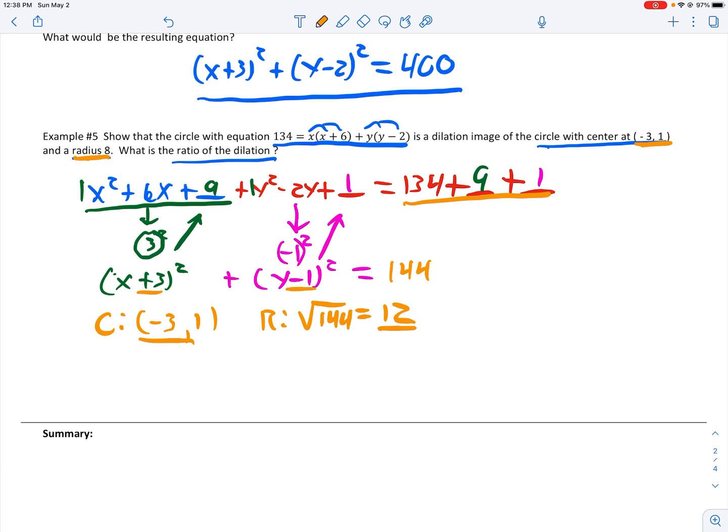So that is a dilation. You took this circle at the exact same location, and you just made it bigger. So that's a dilation. Or if you would have shrunk it, it would be a dilation.